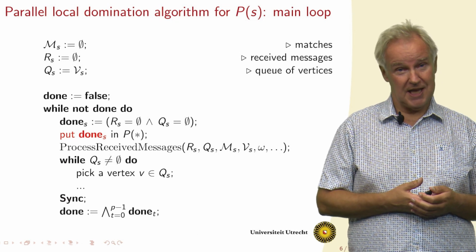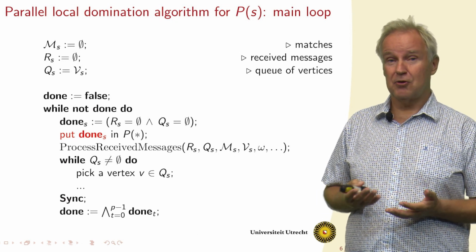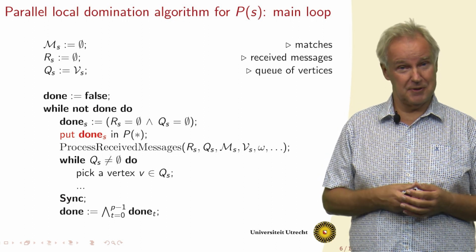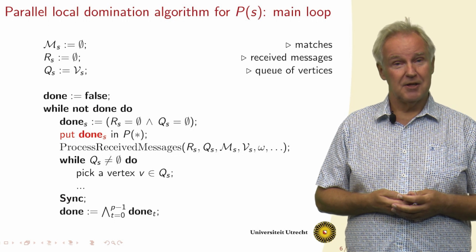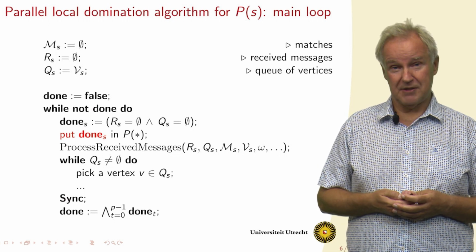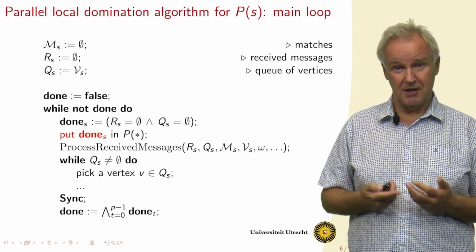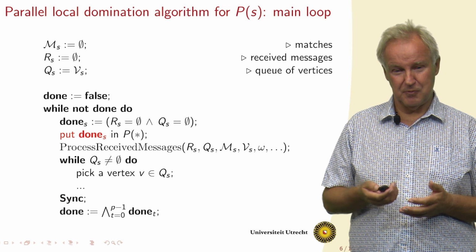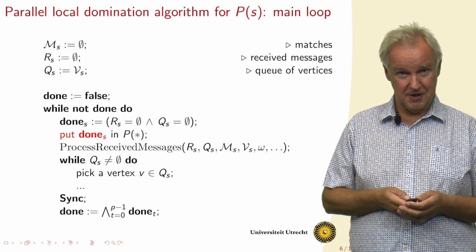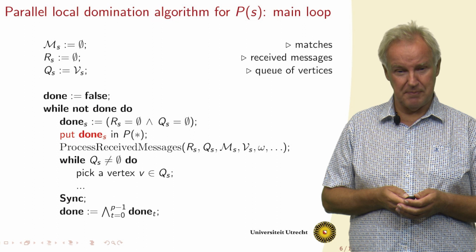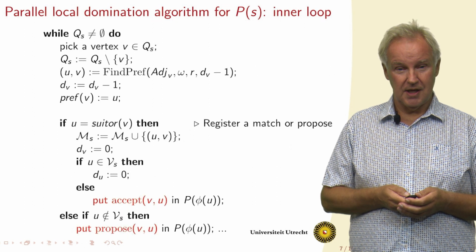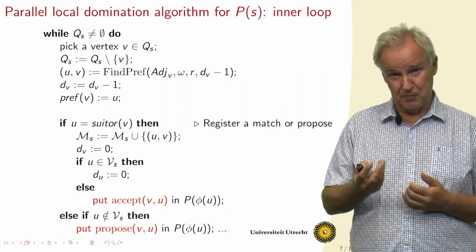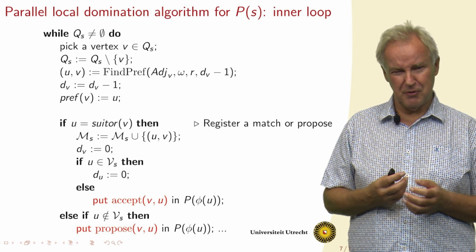So what happens in the algorithm? Basically, two things. First, we process the received messages. Details will be given later. And then we pick vertices from our queue until we are done with that, until the queue is empty. And, well, you know how to fill in the dots, because we've seen that in the sequential algorithm. Now, the sequential algorithm we've shown before, but a few things are added.